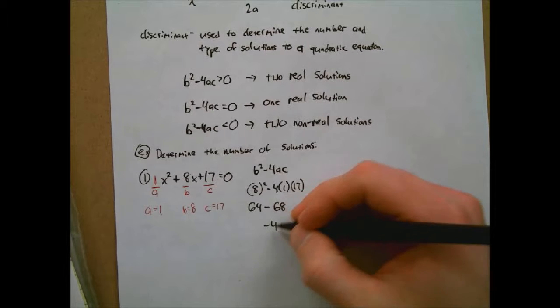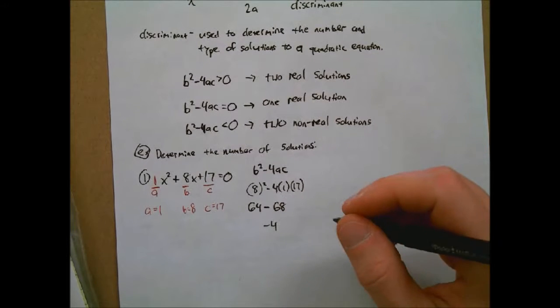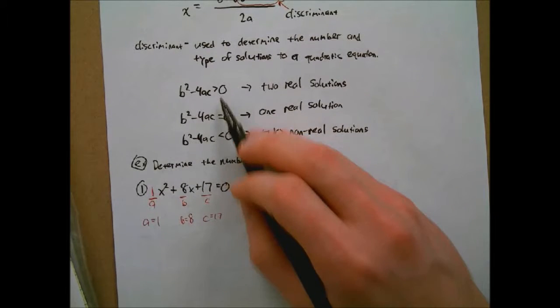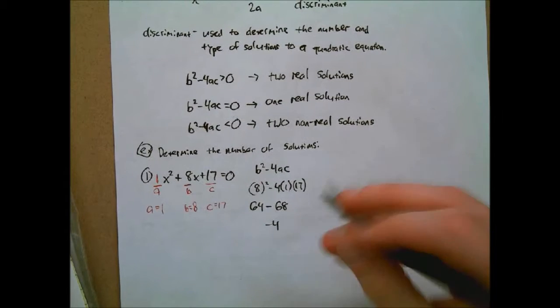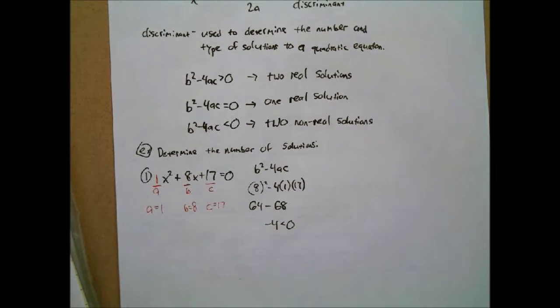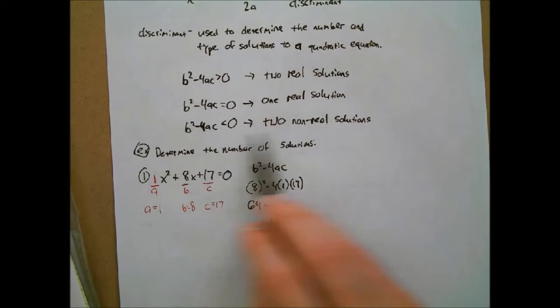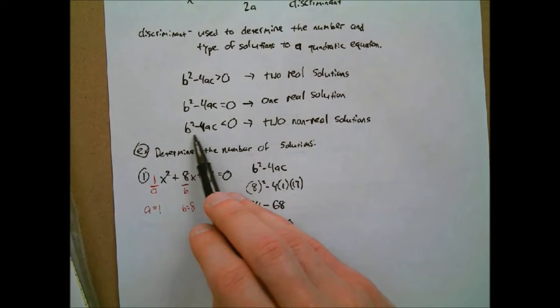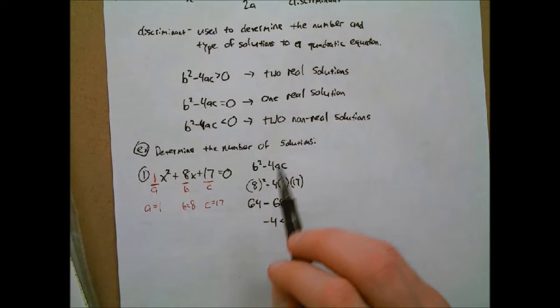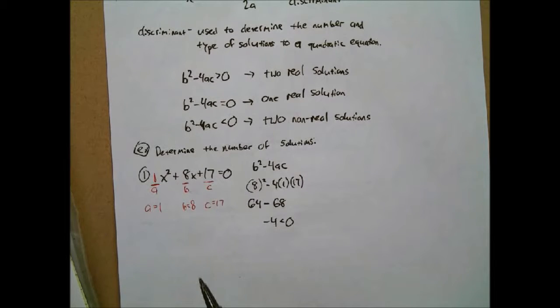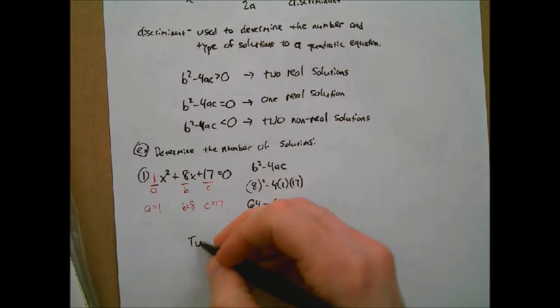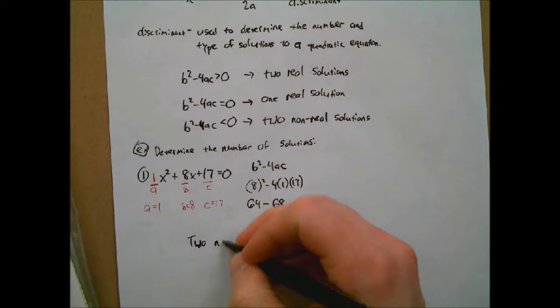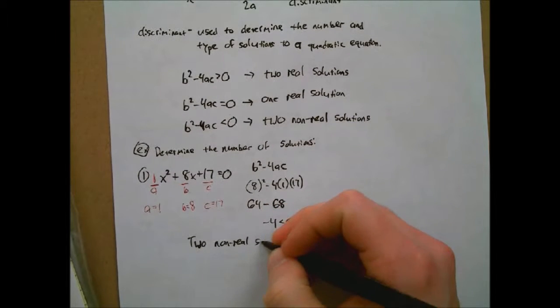What's 64 minus 68? Negative 4. So negative 4, is that greater than 0, equal to 0, or less than 0? Less than. So that is our third situation right here: b squared minus 4ac is less than 0. So we would expect here to have how many solutions? 2. And what kind of solutions? 2 non-real solutions, okay? So 2 non-real solutions.